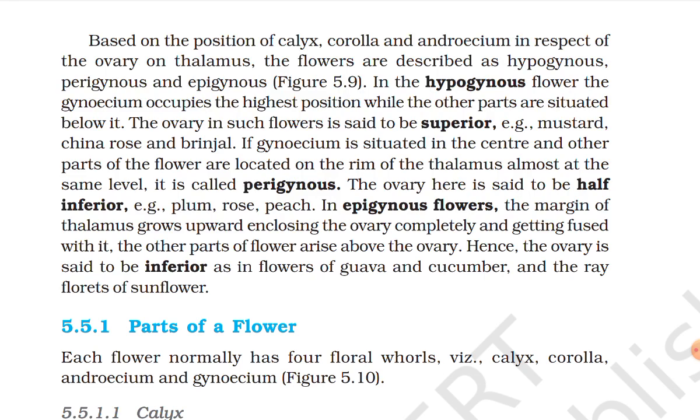If the gynoecium is situated in the center and other parts of the flower are located on the rim of the thalamus almost at the same level, it is called perigynous. The ovary here is said to be half inferior. Example: plum, rose, peach.